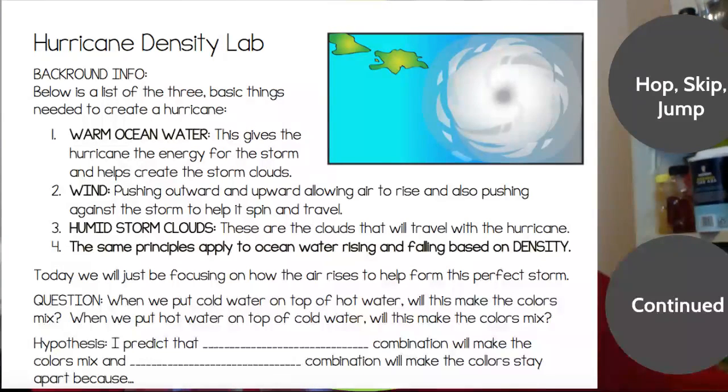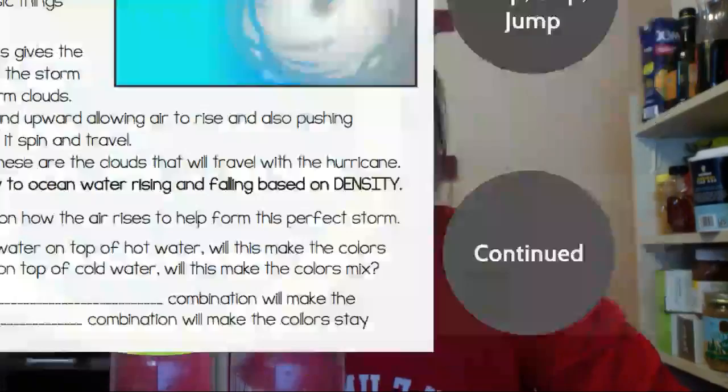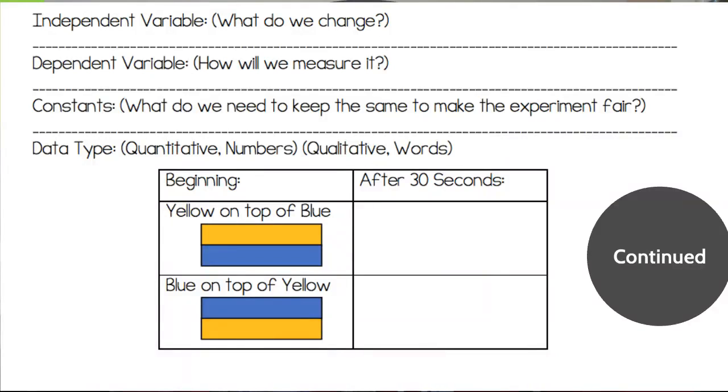Today we will just be focusing on how air rises to help form this perfect storm. The question we're asking ourselves today is, when we put cold water on top of hot water, will the colors mix, or when we put hot water on top of cold water, will the colors mix? So do you think cold on top of hot will mix, or hot on top of cold will mix? Write that in your hypothesis space, and then write why you think so in that space. Think for yourself for a minute.